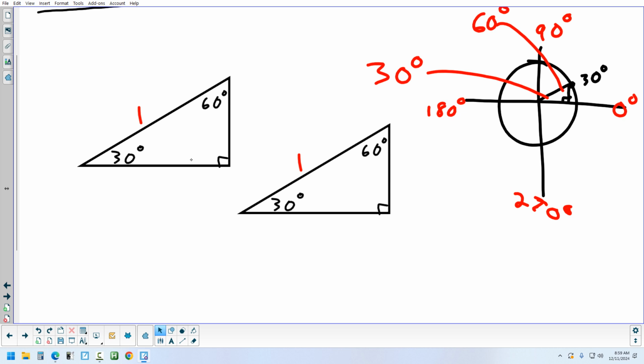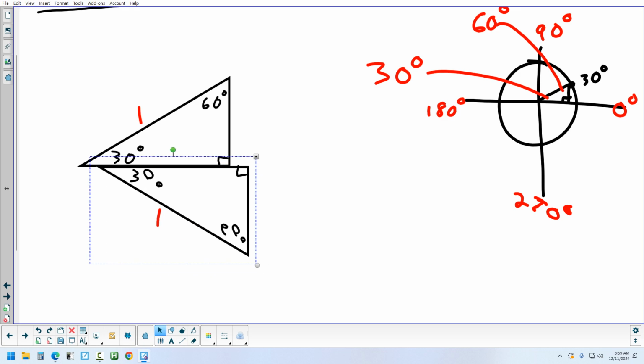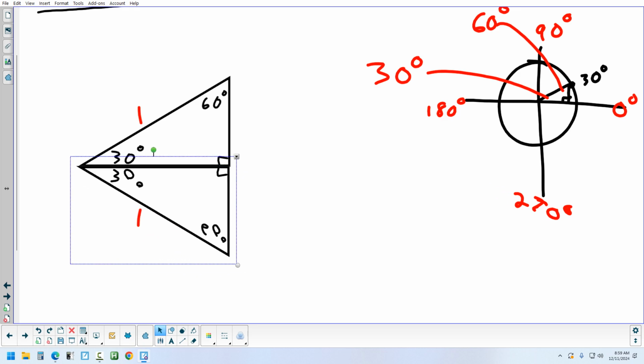Does anybody see another type of triangle I could make? Yes, the 60-60-60. How could I make a 60-60-60? By putting the bottom end of both triangles together. So you flip that one over, and then you attach them on that side, so both right angles are next to each other. And then the two 30s add up to 60. Now you have all three equal sides. So this side, that side, and that side are all 1, because that's an equilateral triangle.